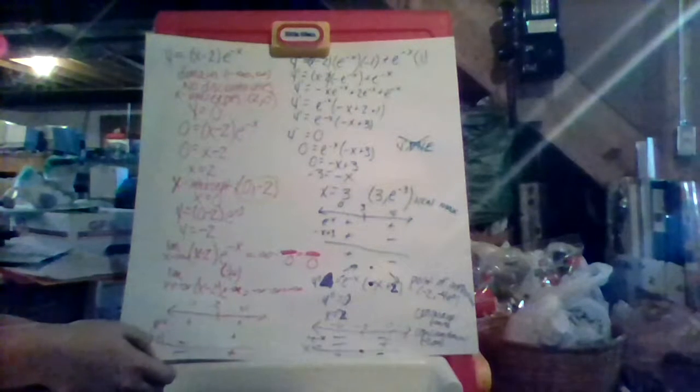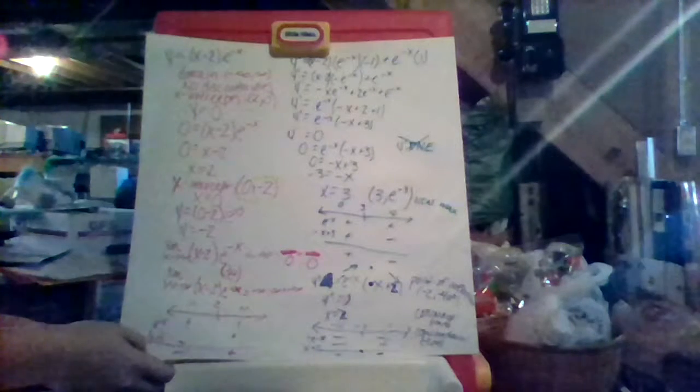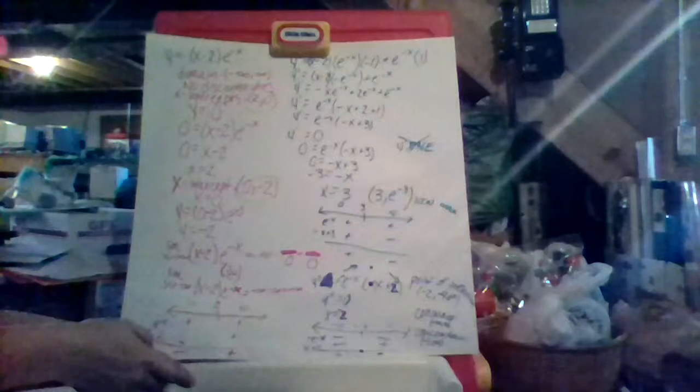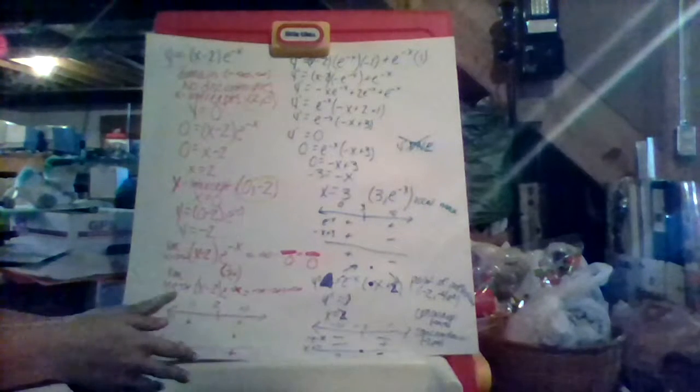y equals x minus 2 times e to the negative x power. We want to analyze this function and sketch the graph of it. So there's a lot of stuff going on here. I'll take you step by step.